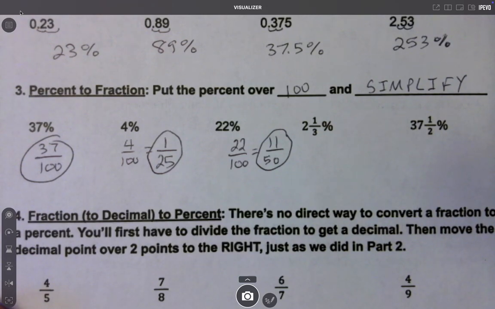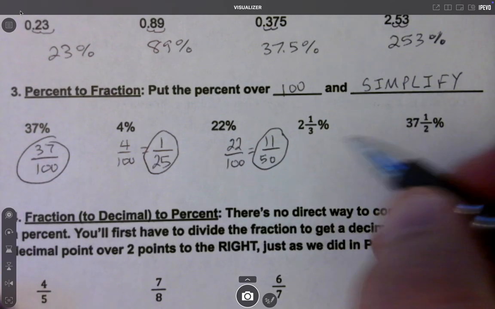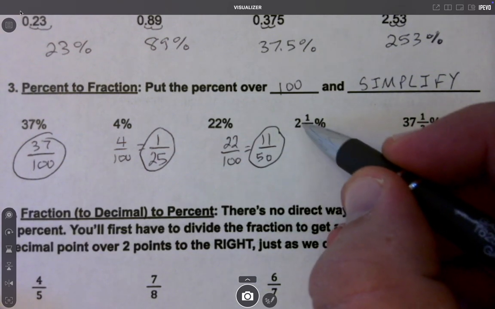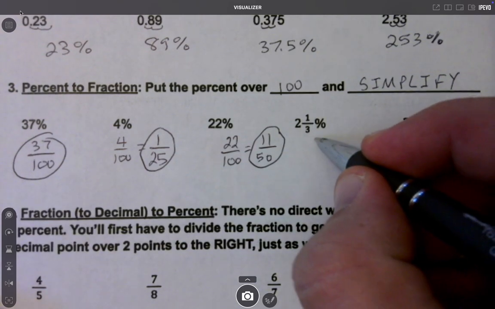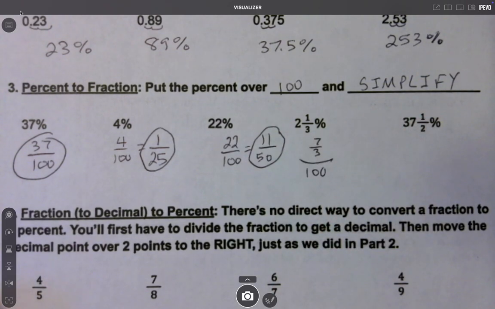Okay, now these are a little bit tricky. So what I would recommend you do is change this to a mixed number. No, this is a mixed number. Sorry, change it to an improper fraction is what I meant to say. So 2 times 3 is 6, plus 1 is 7. So rewrite this as 7/3 over 100.